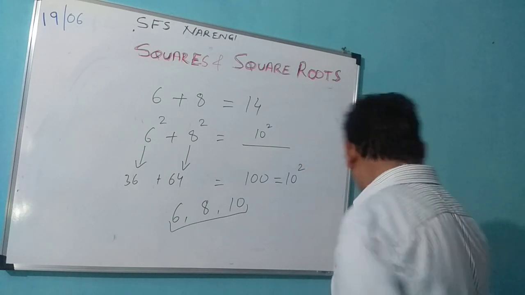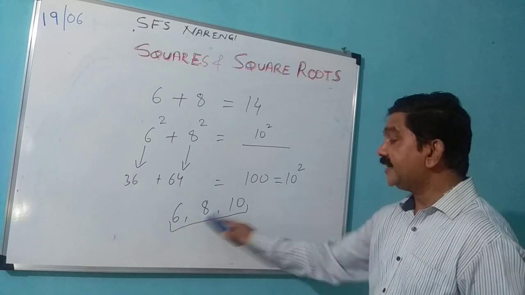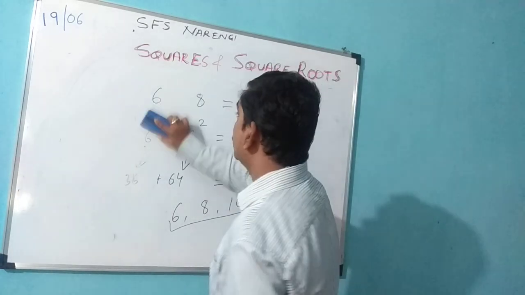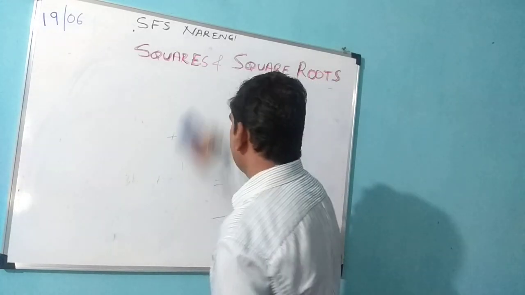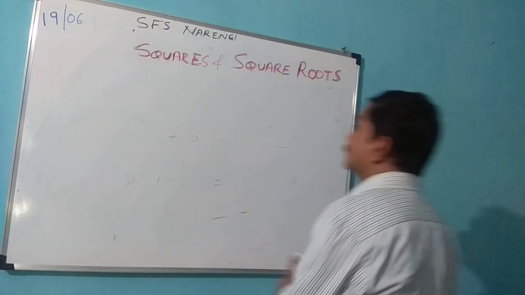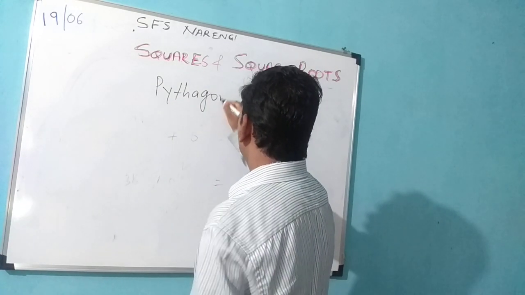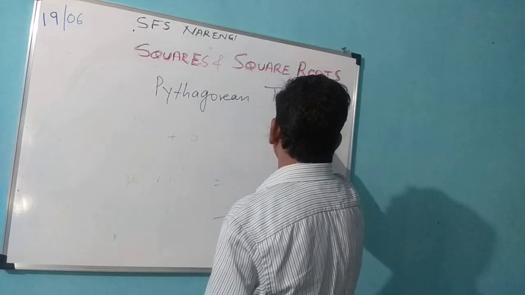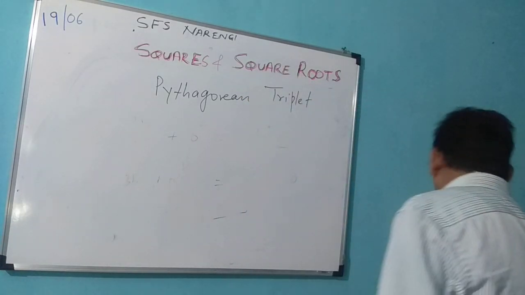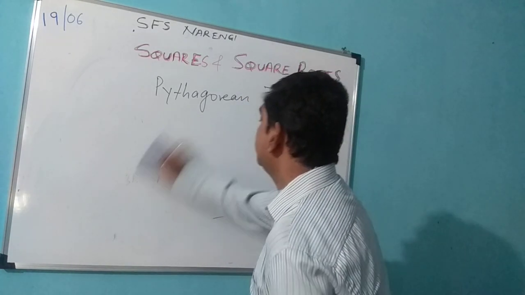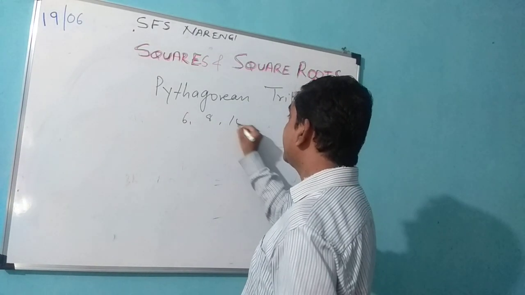Let me write down this topic. And these are the numbers, okay? These are the members, 6, 8, 10. So today's topic is Pythagorean triplet. Clear? Now for example, we just now did 6, 8, 10.